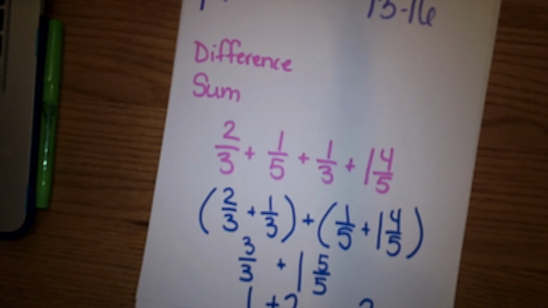So if your partner calls out 1/3, you're going to respond with 2/3 because 1 plus 2 is 3 and 3/3 is a whole. You can also go bigger. You can say 7/9. And then your partner needs to call out 2/9 because 7 plus 2 is 9 and 9/9 makes a whole.